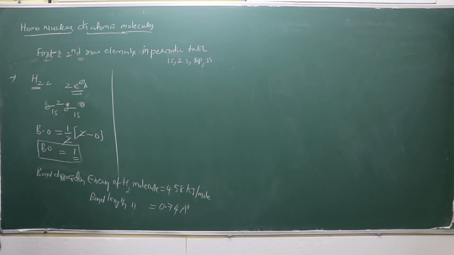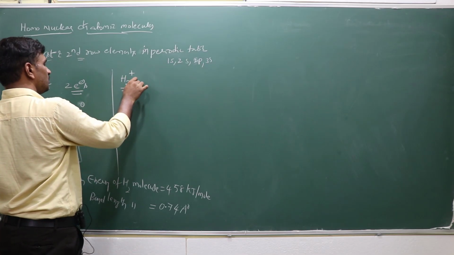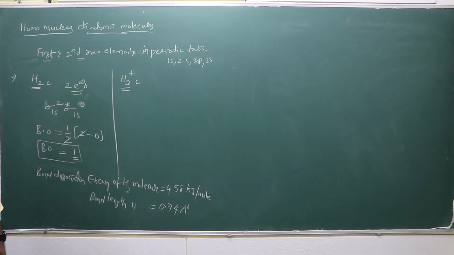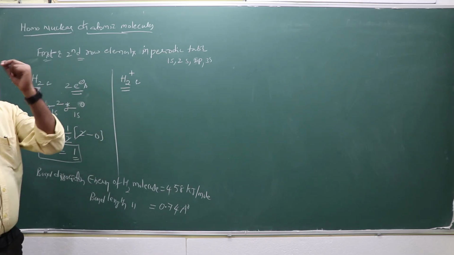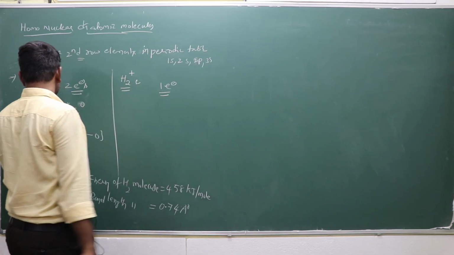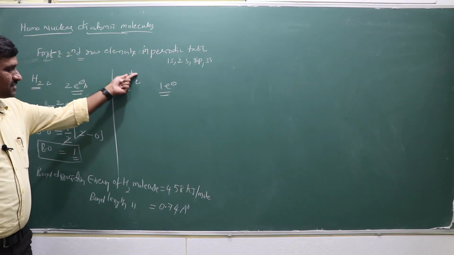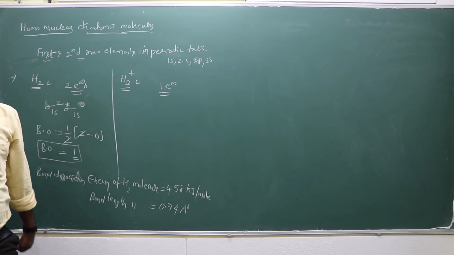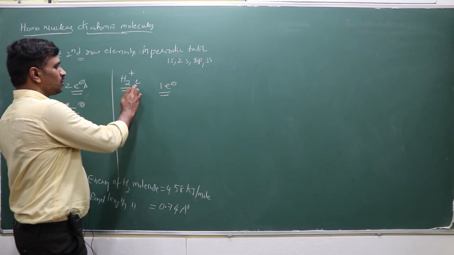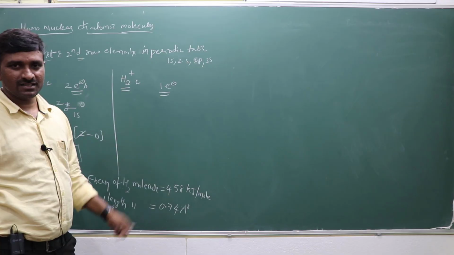Next, another example of a homonuclear diatomic species, the H2 plus molecule. In H2 plus, how many electrons are there? 1 electron only. Because in the H2 molecule, each hydrogen atom has 1 electron. But the H2 plus charge indicates loss of 1 electron. Plus 1 means 1 electron lost, plus 2 means 2 electrons lost. So total, 1 electron here in this case, after losing 1 electron, is remaining.